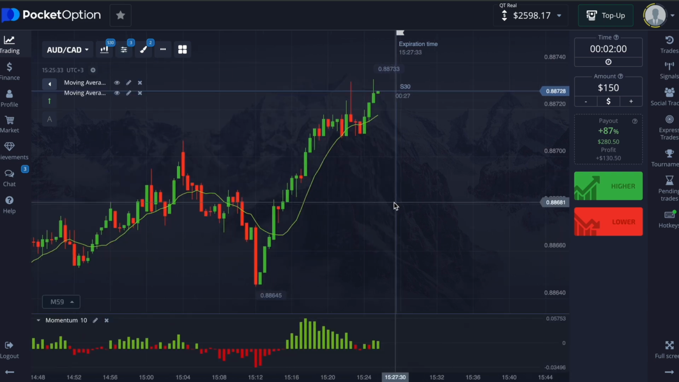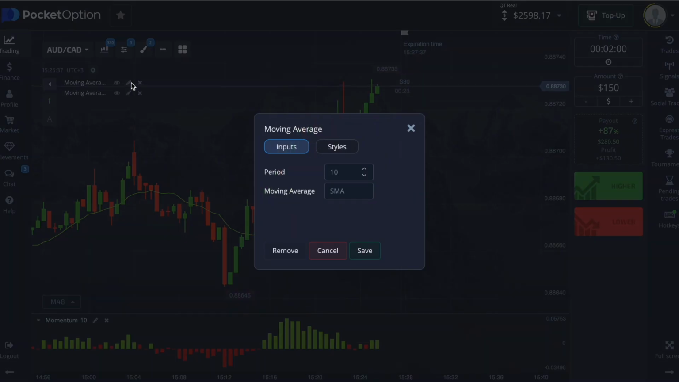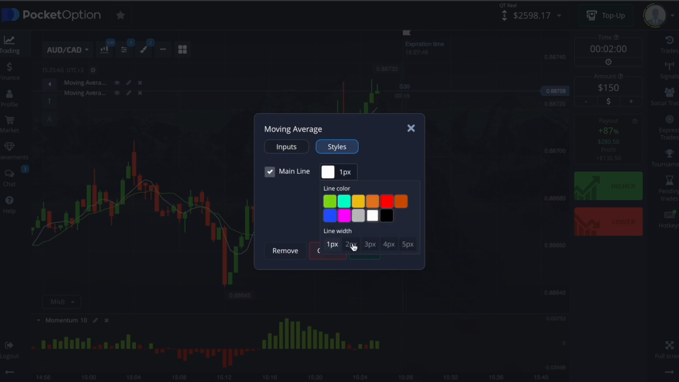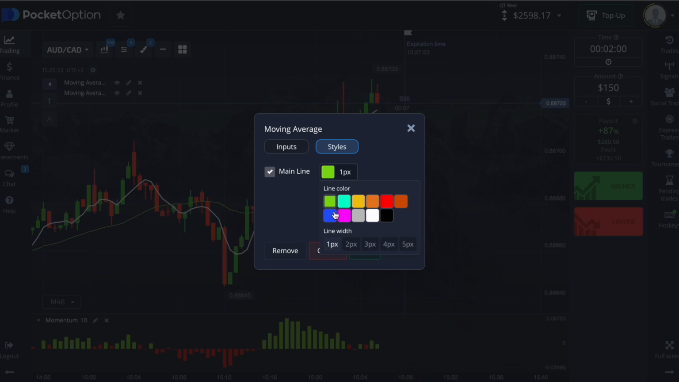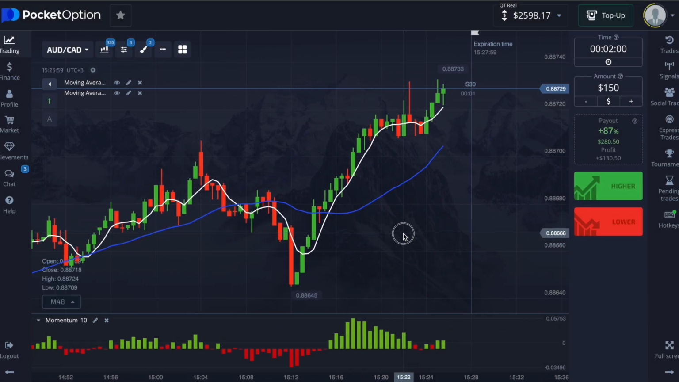Now carefully adjust them one by one. In the first indicator, change the period to 5. In the View tab, make the line white, choose a line width of 2 pixels, and then save. In the second indicator, change the period to 25. In the View tab, make the line blue, choose a line width of 2 pixels, and save. The moving averages are set.